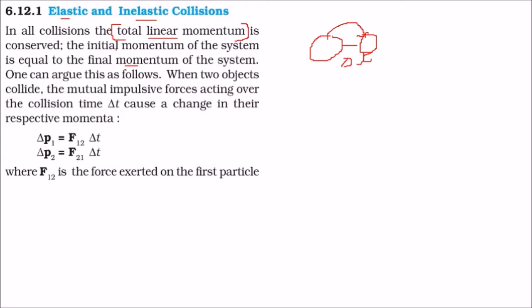Let us take this one. This is the change in the momentum. This is F12. F12 is the force exerted on the first particle by 2. This is the delta t time. So you know that this change in momentum is force into delta t time, for delta t, they are in contact. Then delta P2 will be the force exerted by the second particle on 1, and the time remains the same.